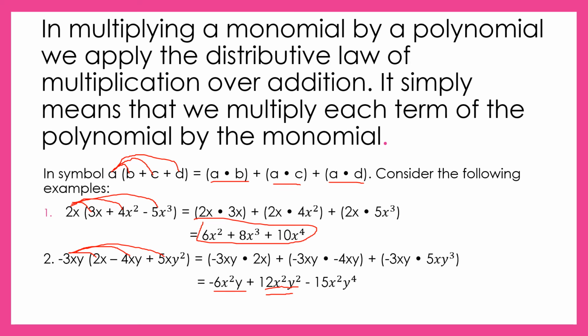Then we have positive times negative is negative. So remember the rules in integers: negative times negative is positive, positive times positive is positive. So we have here negative 3 times 5 is negative 15x squared y to the fourth, because 1 plus 3 equals 4. So that is the correct answer.